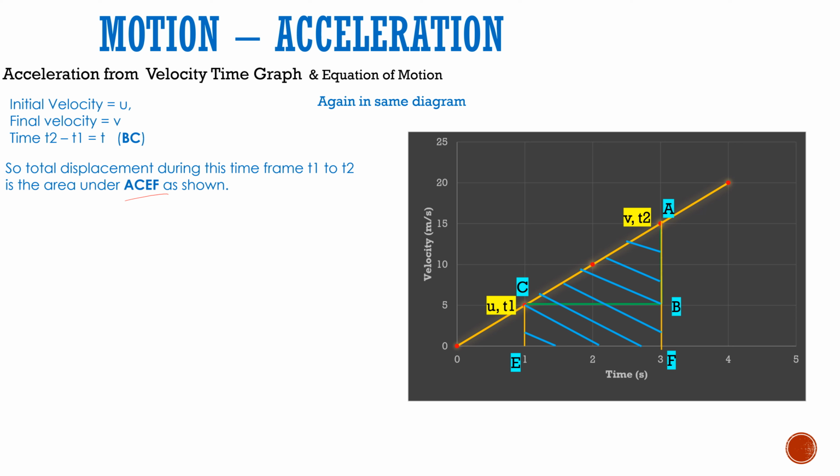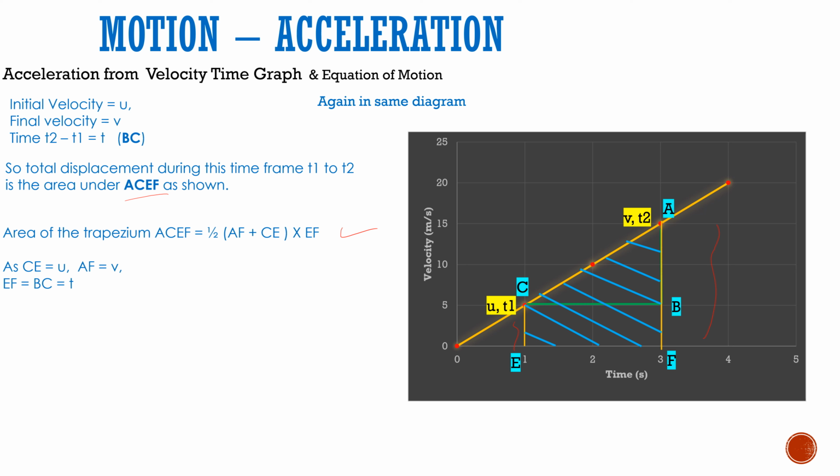ACEF is basically a trapezium, so we can simply derive it in a different way. What is the formula for a trapezium's area? It is half of AF plus CE, into the base, which is EF. So this is what gives us the area of the trapezium. We get a slightly different angle to it here. CE is u, already we know, and AF is v. This shorter part is u, so it is basically u plus v into half.